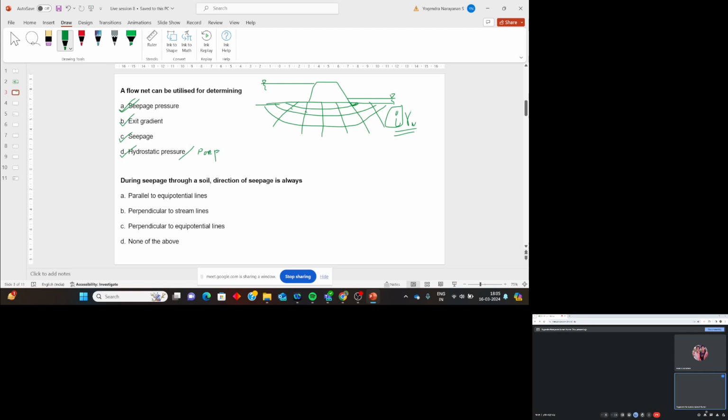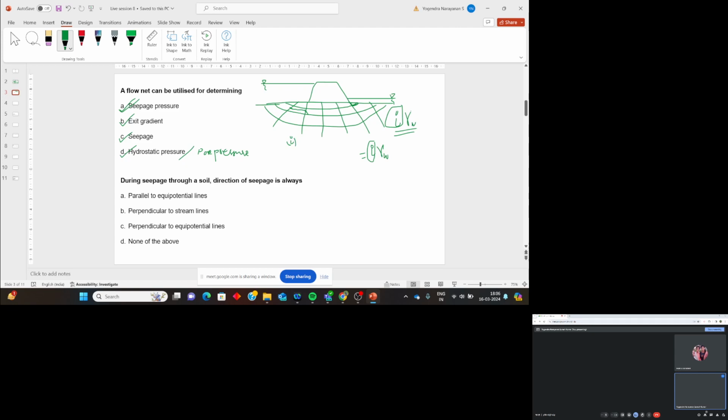Are you able to understand? Yes, sir. Seepage pressure is also determined, sir. Yes, so you have this relation, i into gamma w, which is seepage pressure per unit volume. So how will you determine i? This is an equipotential line, and this is an equipotential line. You determine the head loss between these two, and divided by this length, you get the i value, the hydraulic gradient.